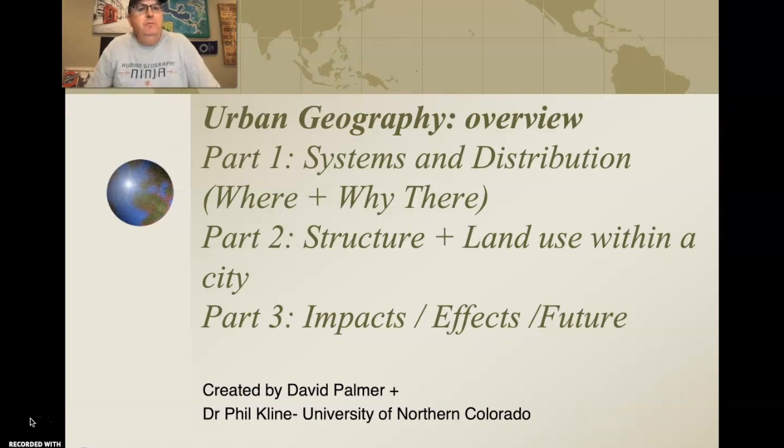Urban geography can be broken down into three big parts, typically how I teach it. Part one, which this video is mostly going to deal with, talks about systems and distribution: basically where cities are, why they're there, how they're spread out, and the factors that influence that. Part two usually deals with the structure and the land use within a city. These are the land use models of North American cities, Latin American cities, things like that. And then part three deals with the impacts, the effects, the future: what are the future trends going on, and the impacts of cities on the environment, both the pros and cons. Those are the big three parts we'll focus on, but this video is mostly part one.